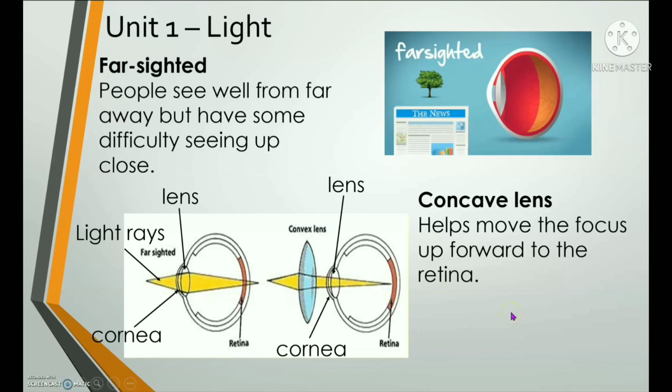So the question is, what type of lens should a farsighted person use? Very good. A farsighted person should use a convex lens because it would help the light rays to move the focus forward to the retina. Very good.